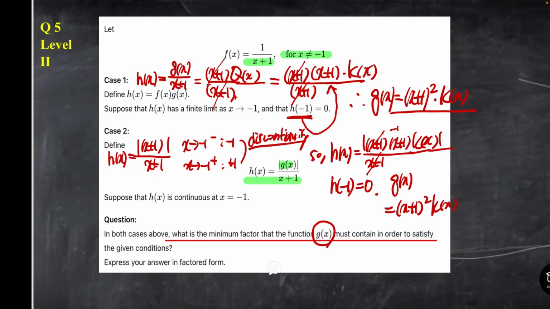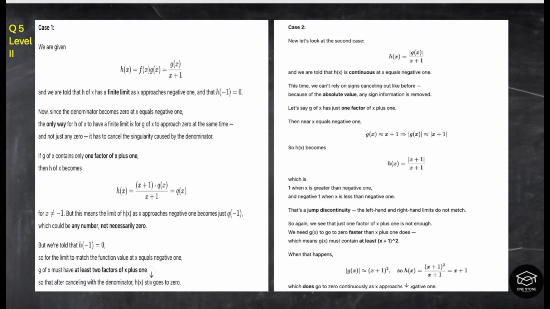In both cases, g of x must contain at least the factor x plus 1 squared, in order for h of x to either have a finite limit or be continuous at x equals negative 1. That is why the final answer is x plus 1 squared.